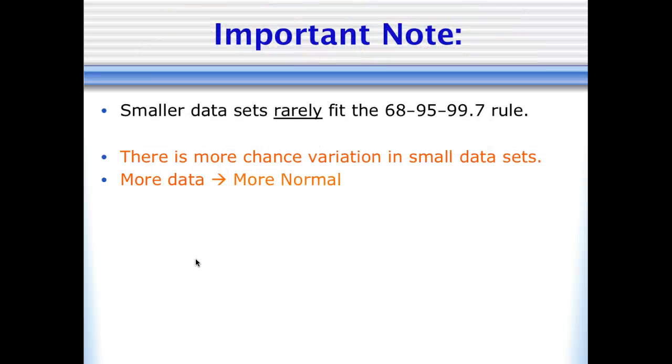Now, a couple of things I just want to point out. Rarely will smaller data sets fit the empirical rule. It's really hard to get 68% of data to fall within one standard deviation if there's only 10 data values. 68% is just impossible to occur if you only have 10 values. I could have 60% or I could have 70%. Also, there's more chance variation in small data sets. That's why we typically like more data values, because it typically allows us to have a more normal type of distribution.